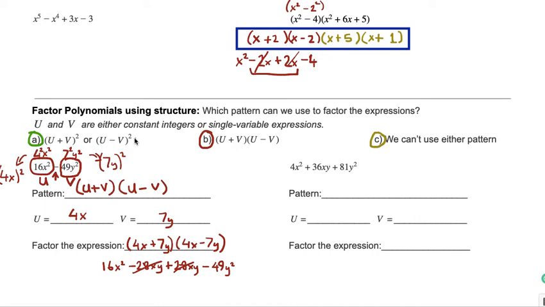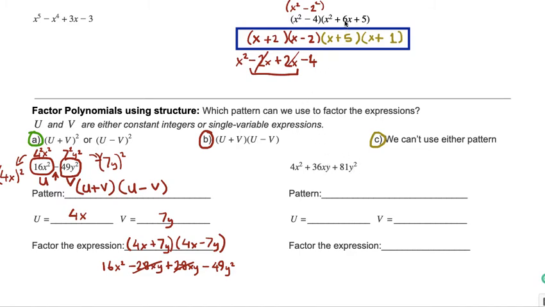Okay. The final pattern is this, and they're two separate patterns: a u plus v squared pattern or a u minus v squared pattern. And again, it's quadratics, right? And let's go back to what we observe from our quadratics, right? If the last term is positive, we know that the signs are the same, which means we're not dealing with a minus here. So our last term is always going to be positive, okay?